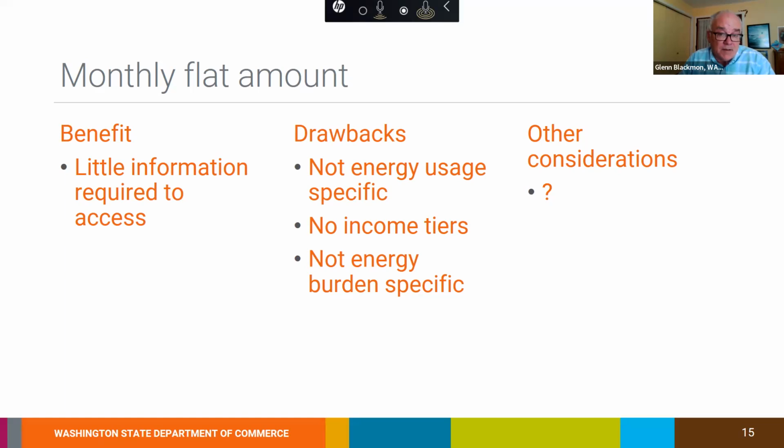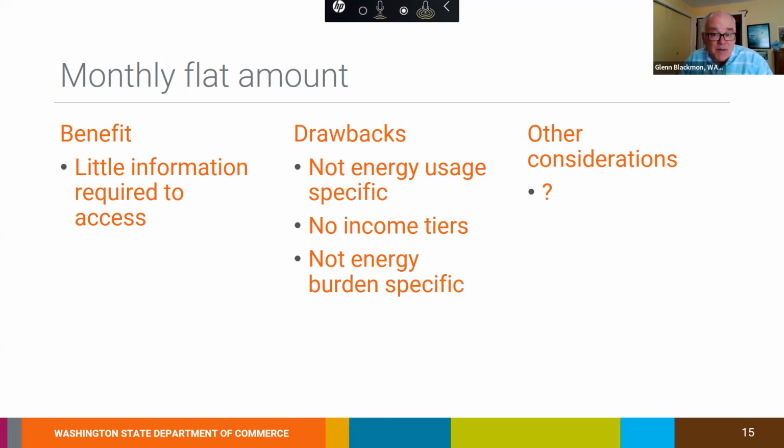It also wouldn't target the benefit more to people who are very low income compared to people who are low income but come closer to reaching that threshold where they wouldn't be considered low income anymore. And the combination of those two would be that it doesn't specifically address the energy burden, where someone who maybe is paying 6.1% of their income for energy costs would get the same benefit as someone who's paying 16% of their income for their energy costs. So that would be the general benefits and drawbacks of an approach where you use a flat monthly amount.